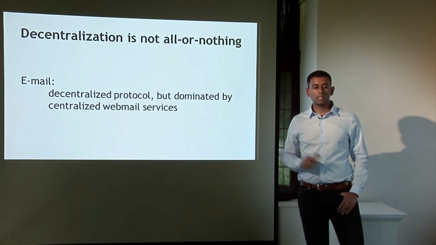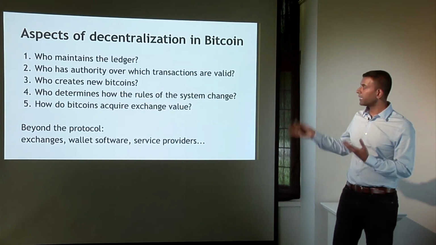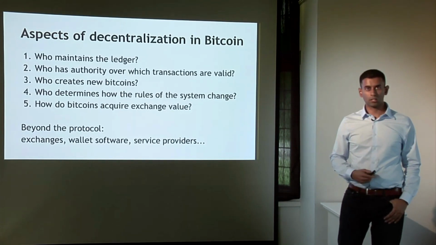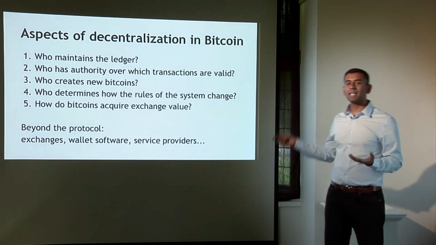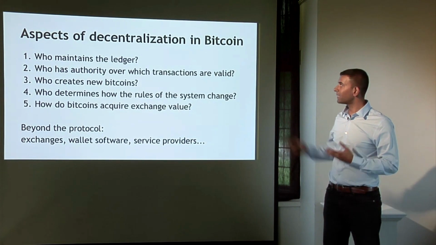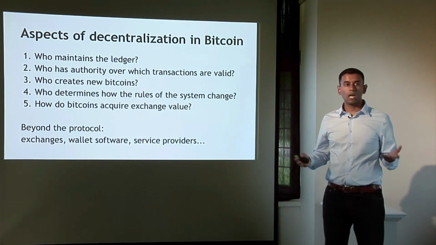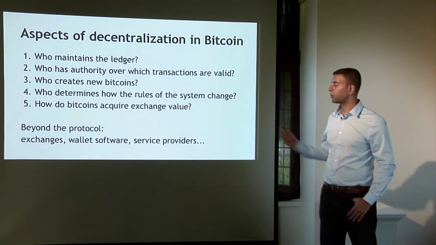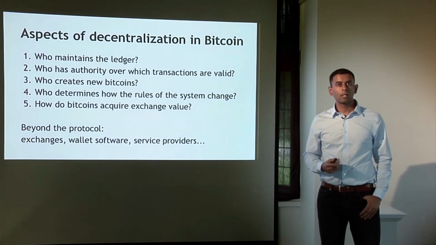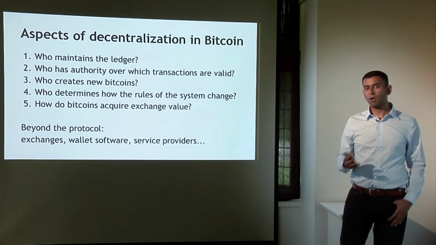So with that, let's delve into some of the technical aspects of Bitcoin's decentralization, and I would break this down into at least 5 different questions. Questions like, who maintains this ledger of transactions? Who has authority over which transactions are valid? Who creates new Bitcoins? And in fact, other questions like, who determines how the rules of the system change and how do Bitcoins acquire exchange value? So these are all components of decentralization of the Bitcoin protocol, more or less.